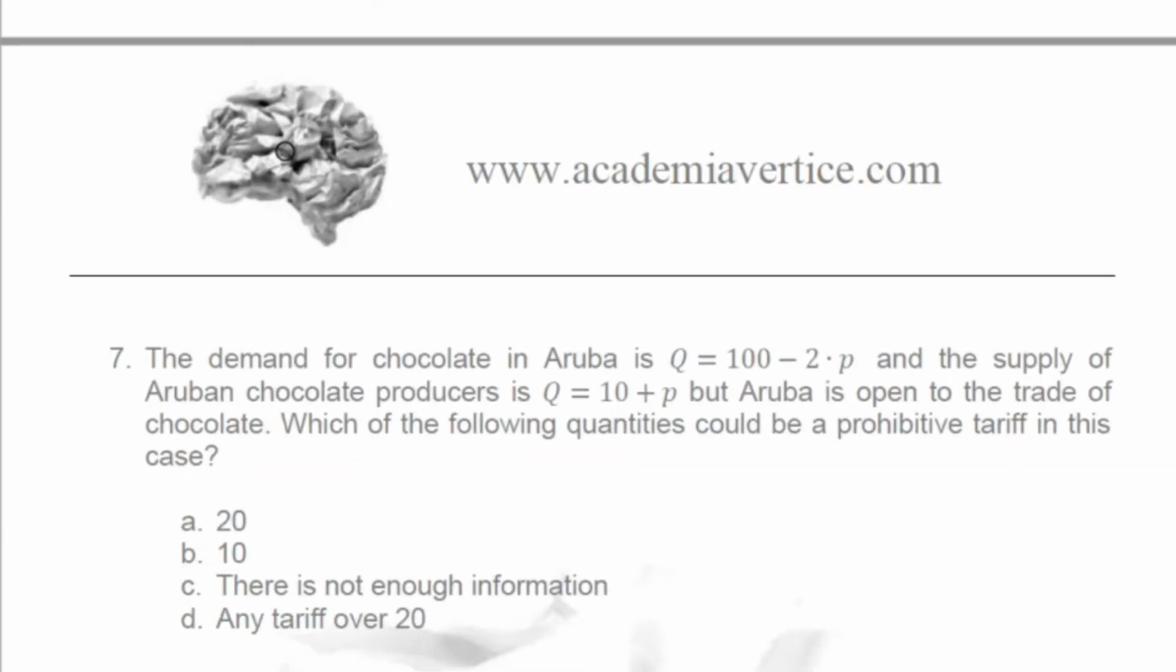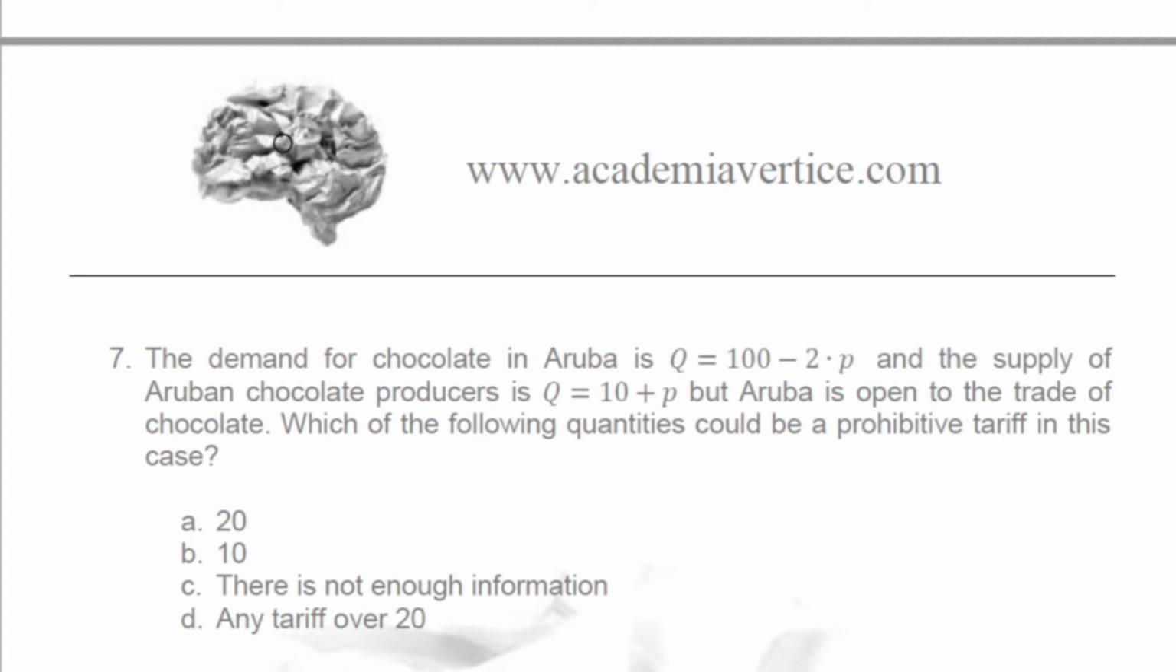Okay, now 7. The demand for chocolate in Aruba, a beautiful island that maybe someday we'll visit, yeah, is Q equal to 100 minus 2p, and the supply of Aruban chocolate producers is Q equal to 10 plus p. But Aruba is open to trade of chocolate. Which of the following quantities would be the prohibitive tariff in this case?